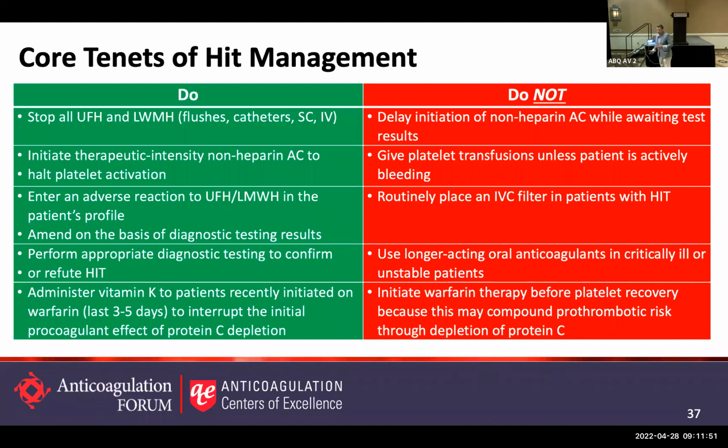And we don't really use longer acting oral anticoagulants in these patients. We don't start a DOAC right away in these patients, particularly if they're still critically ill, like the guy in our case. We'd probably start with that parenteral bivalirudin. And then we don't start warfarin. I don't even want to go through that bullet because we hardly ever start warfarin in these patients anymore because we have the DOACs.